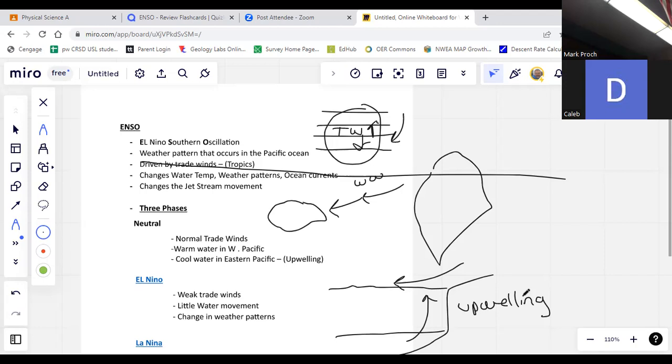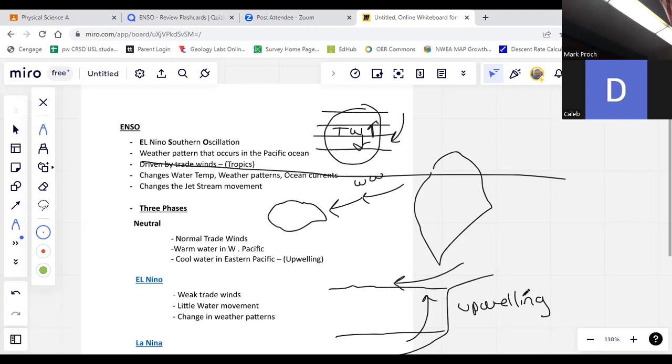So is cold water good or bad, do you think? For fish, it's good. It is good for fish. Why? Do you know why? Well, it depends. If you're a small fish, what do you eat? Probably really small organisms, like little crabs or little zooplankton, right?